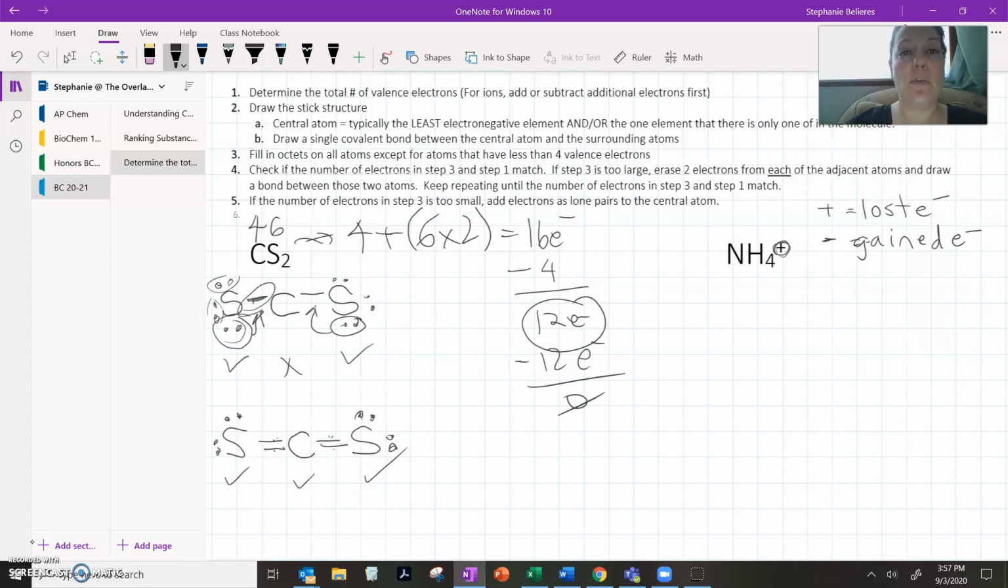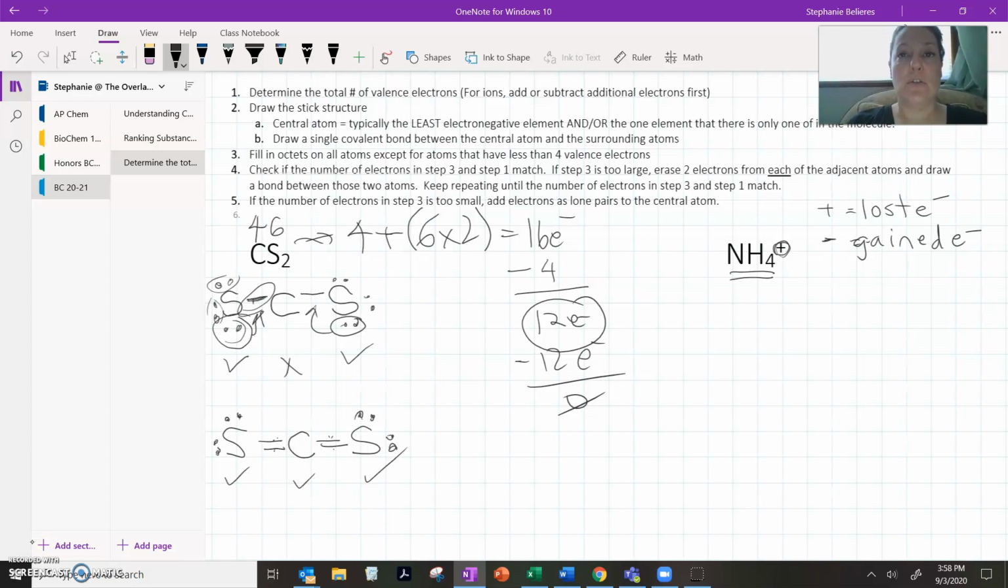Now, what does that mean for me in terms of how many electrons I need to place? Well, since I have a positive ion, that means that ammonium, that combination of elements bonded together, is missing 1 electron. It's donated that electron to something else, and that combination of atoms is missing an electron. So when I count up my valence electrons from the elements here, I need to subtract one of them away, okay? So let's do that total here.